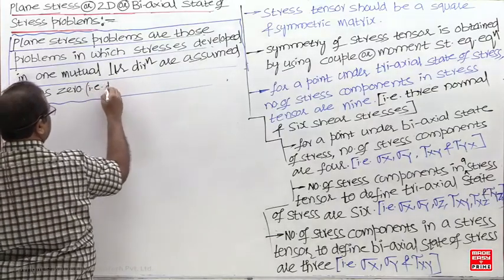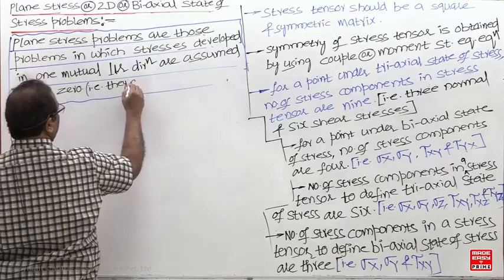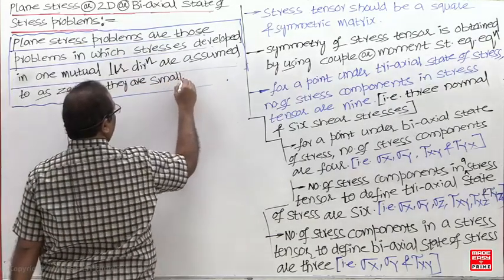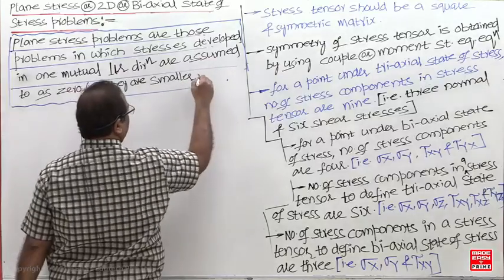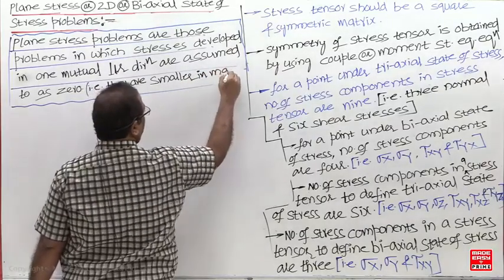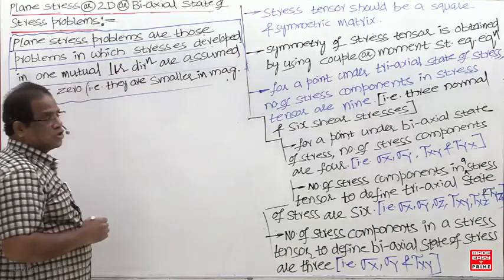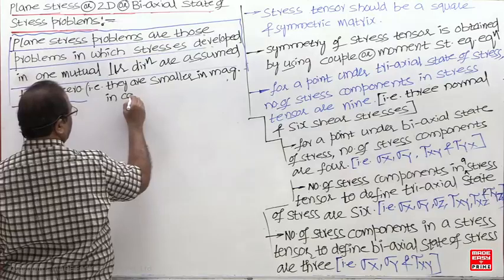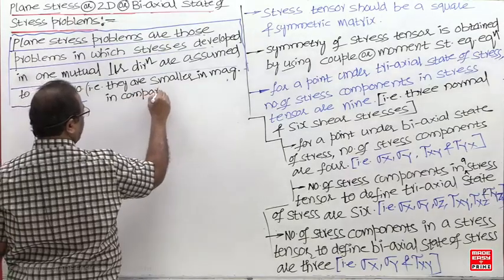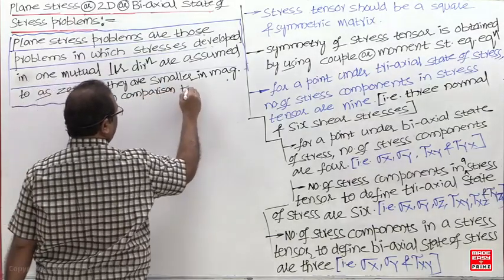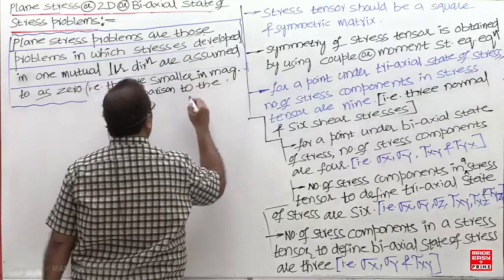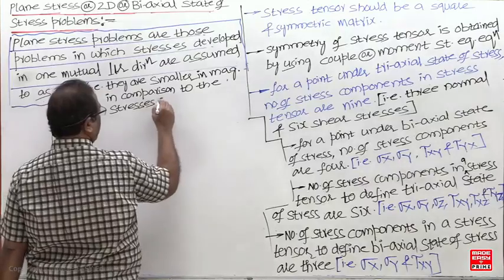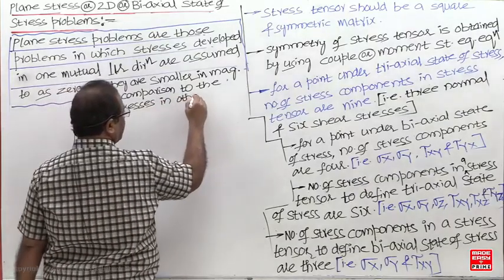That is, they are smaller in magnitude in comparison to the other two perpendicular directions.